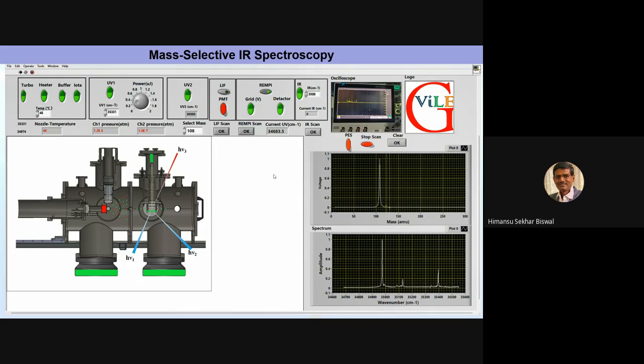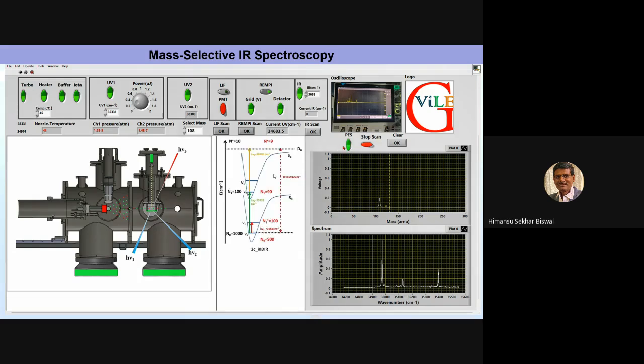If there is an IR transition, going from V=0 to V=1, then in the ground state itself there is a population depletion. You can see the mass signal is reduced. So we select that mass, the paracrystal mass, actually the monomer mass.